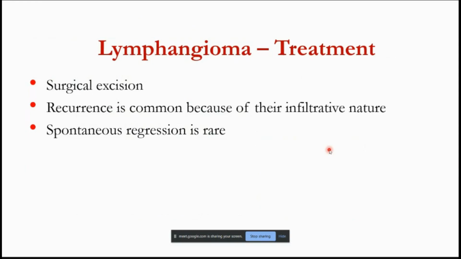So the treatment for a lymphangioma is also surgical excision, and recurrence is very, very common when it comes to lymphangioma, because it has an infiltrative nature. So it tends to cause recurrence, or even come up with a new one in the neighboring draining vessel. And spontaneous regression is rare, unlike your hemangioma, which undergoes regression spontaneously. So you have to do a treatment, you have to surgically excise the tumor.